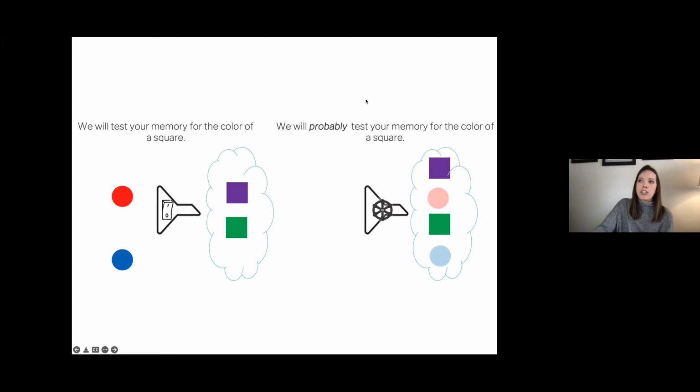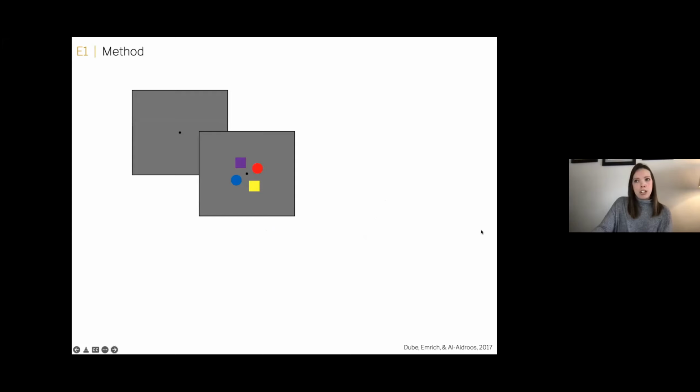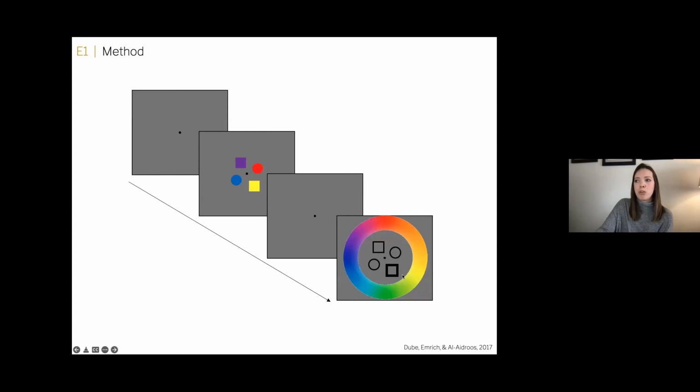To answer the question of how this filter operates under uncertainty, we used a behavioral paradigm. At the start of each trial, participants were shown 4 colored shapes. 2 of them were always circles and 2 were always squares. Then after a brief delay, they were probed on one of those memory items that they just saw and asked to indicate its color by clicking a corresponding spot on a continuous color wheel that surrounded the display.